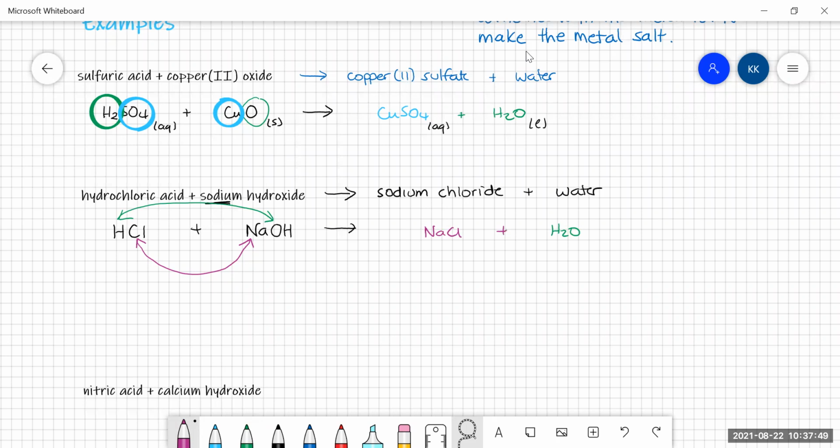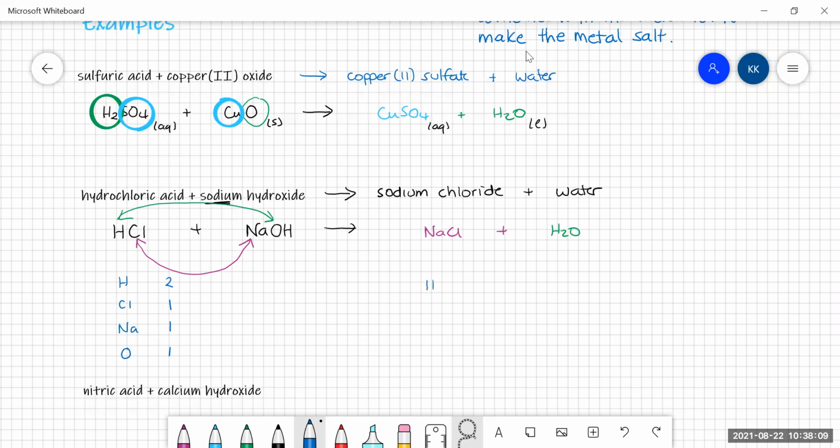And this is another equation. If we check our elements inventory, we'll find that's already balanced. So we have hydrogen, chlorine, sodium, and oxygen. So we have 2 hydrogens, 1 chlorine, 1 sodium, and 1 oxygen on the left-hand side.